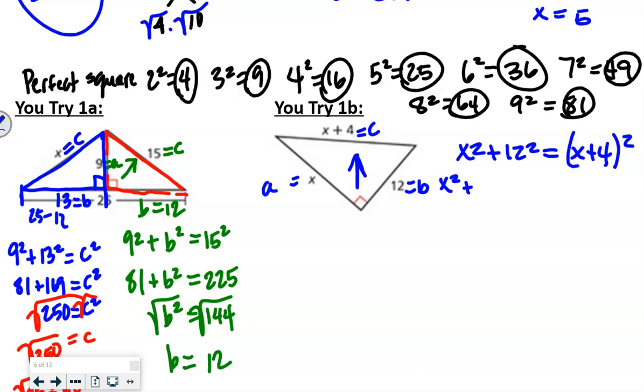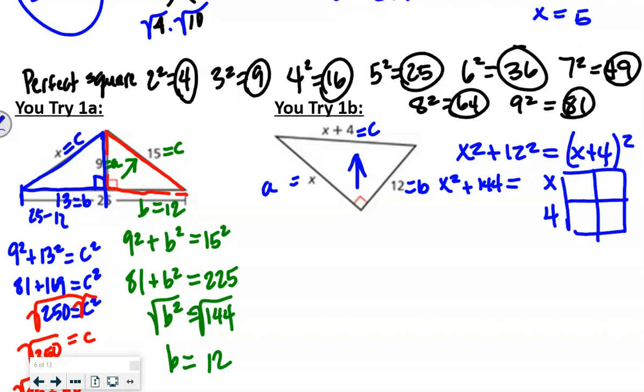x squared plus 144. And that's equal to, again, our x plus 4 squared. Let's just put it below it. How about that? That's not a bad place to put it, right? I don't know what's going on with my pen, y'all. Okay, there we go. x plus 4, and let's create our box again.